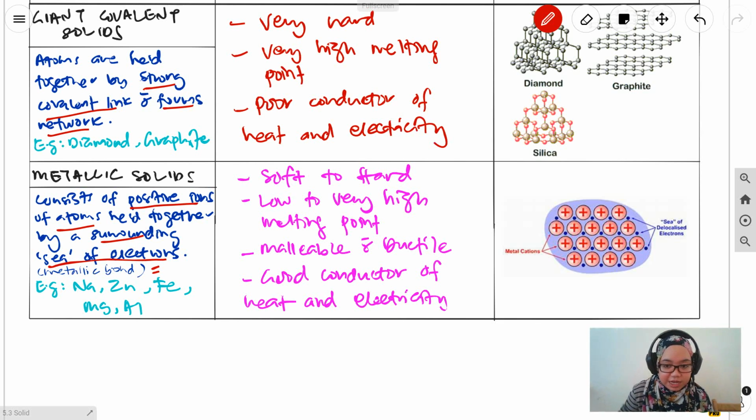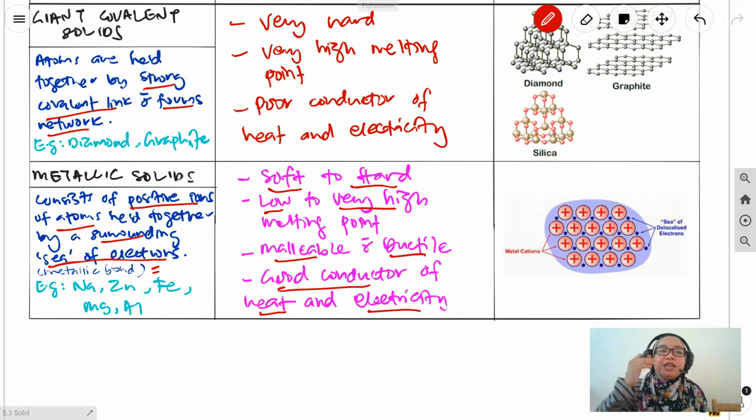Okay, for example, kita ada sodium, magnesium, aluminium, zinc, ferrum. Itu semua adalah metallic solid. And what are the properties of metallic solid? Dia ada soft to hard lah, depend on the metal. And the melting point varies from low to very high melting point. And metallic solid is malleable and ductile, which means it can change its shape and can be drawn into a wire. And metallic solid is a very good conductor of heat and electricity.